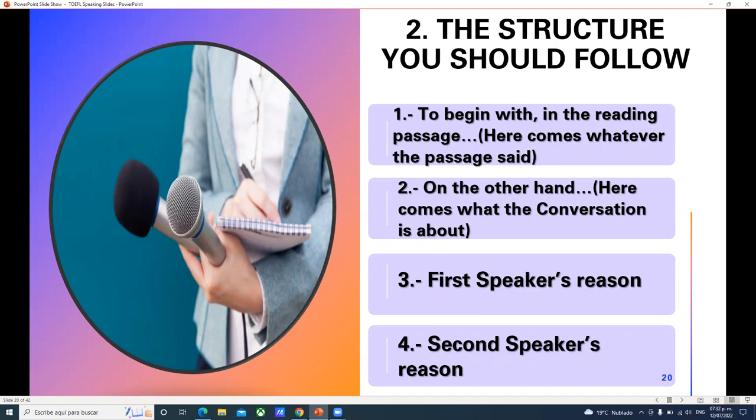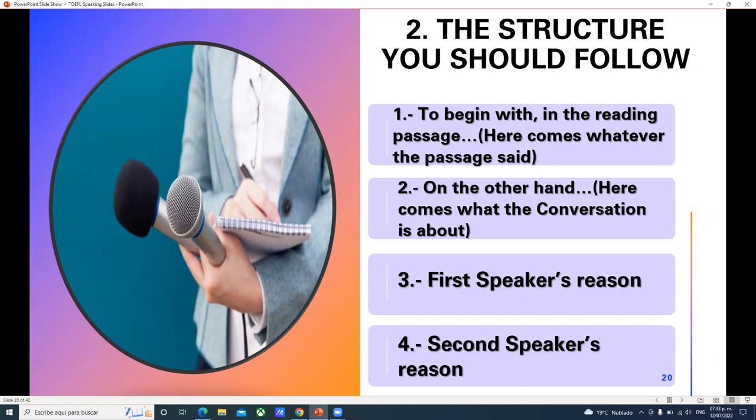So as you can see, this is the structure you have to follow. Simply begin by saying, to begin with, in the reading passage, and later you add whatever your passage is about, right? In my case, you have seen my examples. We're going to practice right now, of course. After you have said something super concise and general about the first passage or the reading passage, you just say, on the other hand, that is to say, you're using this transition to connect this passage with your conversation. And there you state whatever the conversation is about, right?